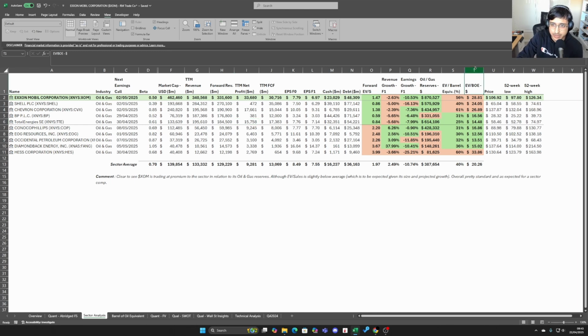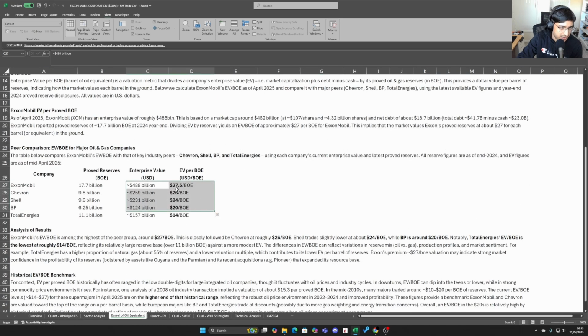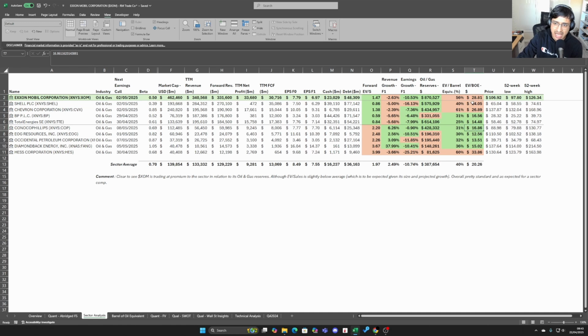The EV to BOE dollar amount is a much easier figure to calculate, and all it essentially is, as you can see here, these are the rough estimates, but it's just the enterprise value divided by the proven reserves. So it essentially shows how much the industry or investors are valuing each barrel of oil the company produces. So for Exxon, for instance, it is $28, and then for a smaller company like EOG, it is $12.